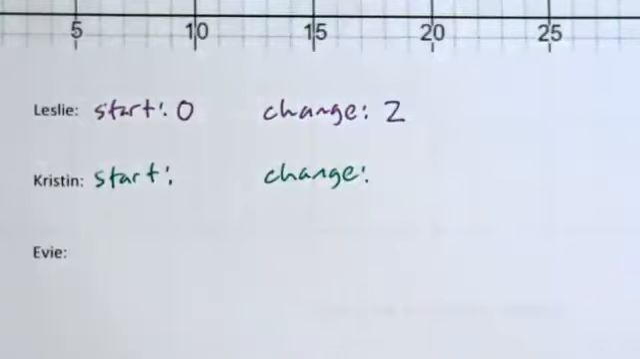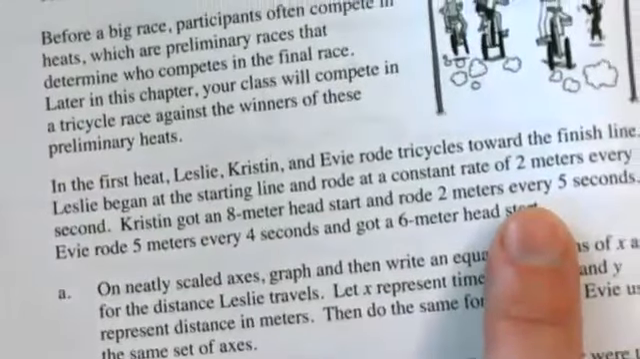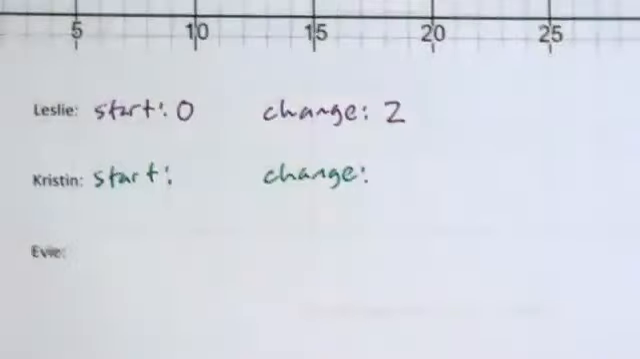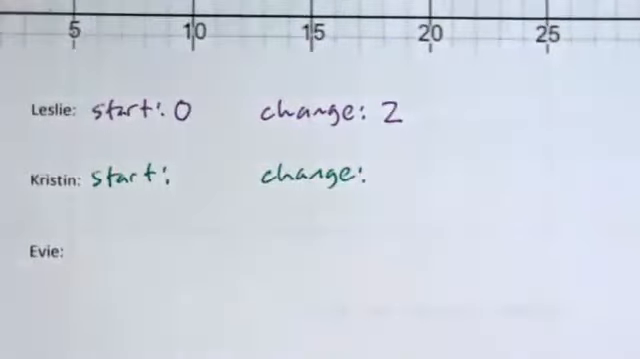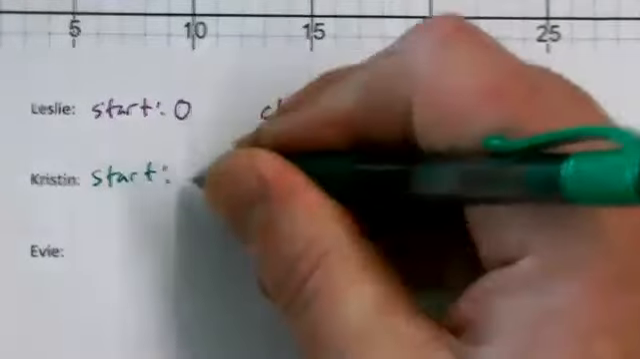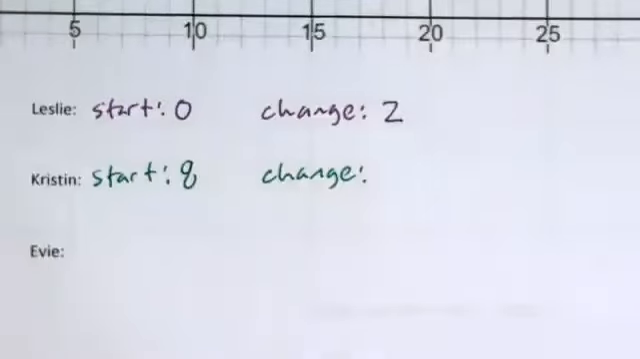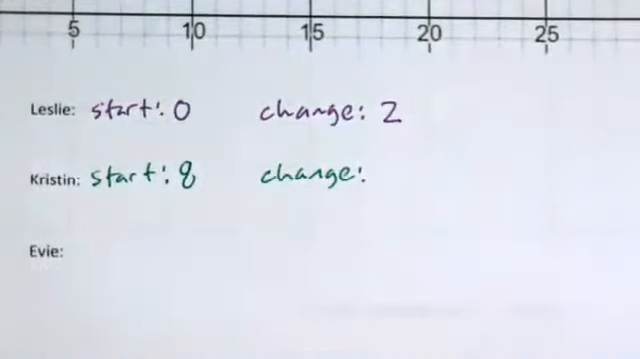Okay, so Kristen got an 8-meter head start and rode 2 meters every 5 seconds. Kristen got an 8-meter head start and rode 2 meters every 5 seconds. So what is Kristen's start value? She started 8 meters into the race. And how about her change? Change is 2. It's close to 2.